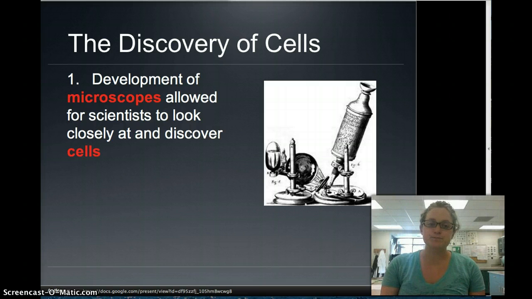So let's get started. The discovery of cells. There's a key piece of technology that allowed us to discover cells and study what they had in common, and that is the microscope. If you look at this picture, the microscope wasn't always as fancy as it is today, but it basically magnified objects through a series of lenses so that they could be drawn and studied.